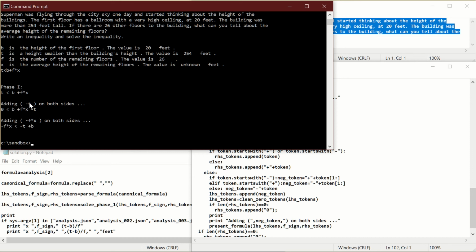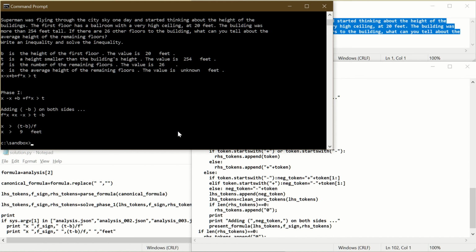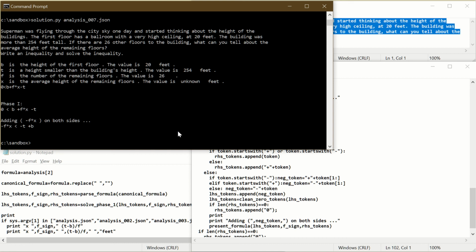So here we are adding negative t on both sides and then negative fx, so we have 2 steps. And then test 6, correct also. And test 7, also correct. So we added the explanation for phase 1, then we will move into step 2.